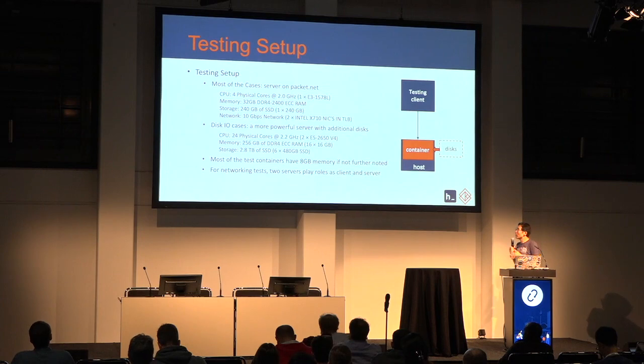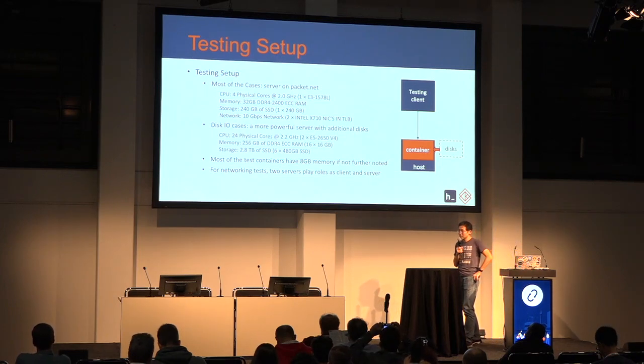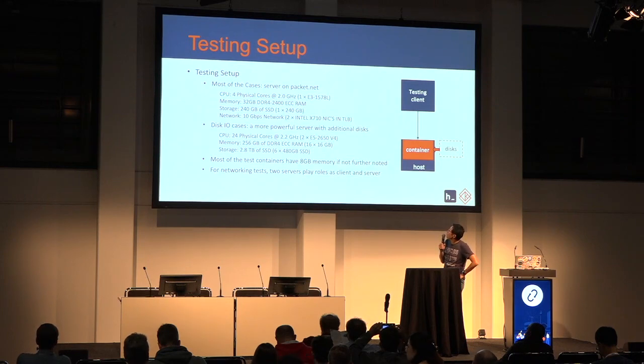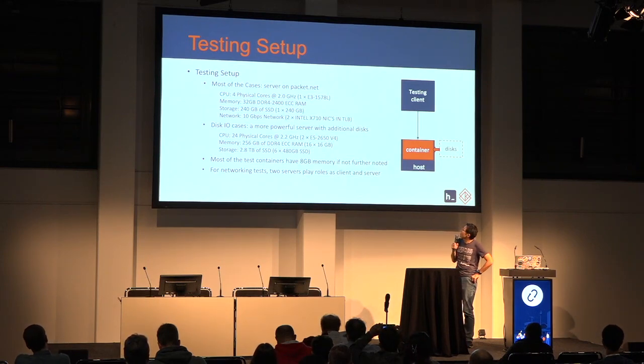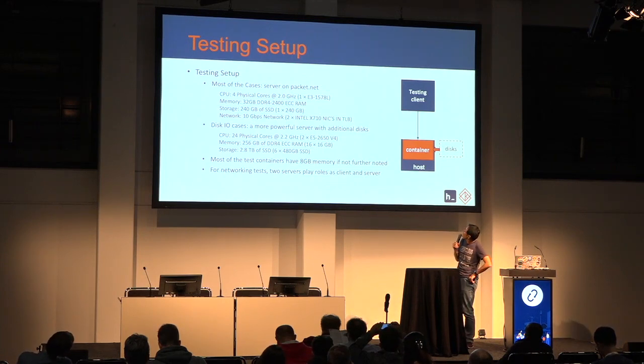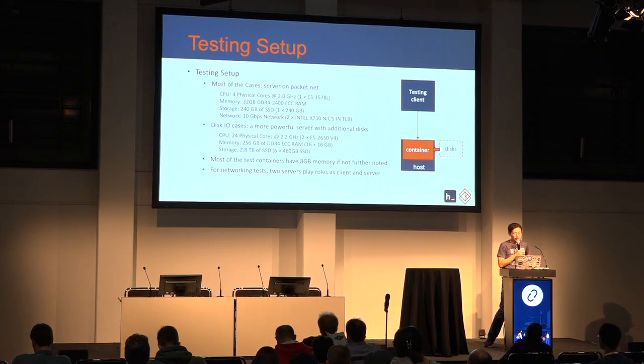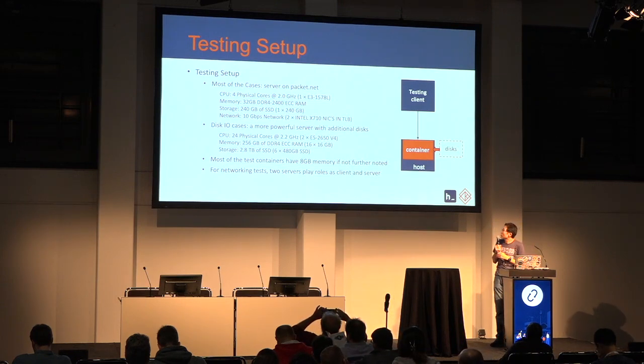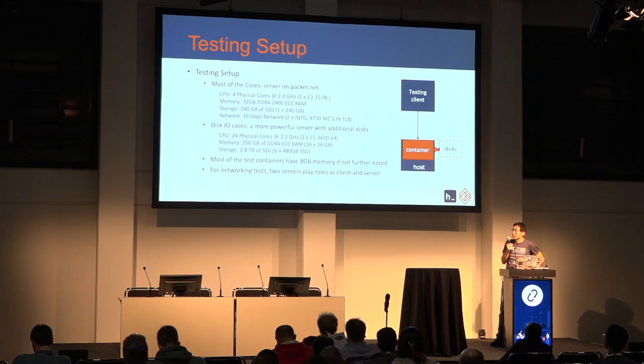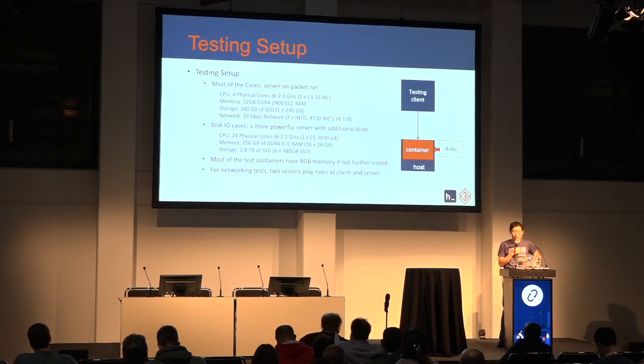And about the setup, the test is pretty long, and we only put some of the bare metal results here. It runs on a server on packet.net, with Xeon E3 or E5 CPUs. For some disk I/O tests, we have more powerful servers with additional disks, and the data is here. Most of the test containers have 8 gigabytes of memory, unless noted otherwise. For the networking test, we use two servers playing different roles to avoid the client's effect on the servers.